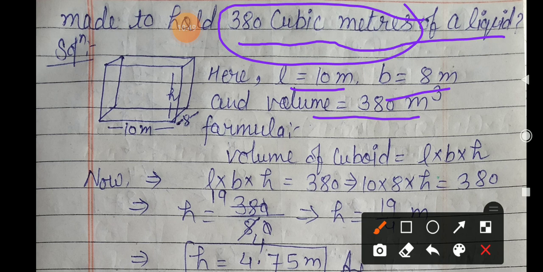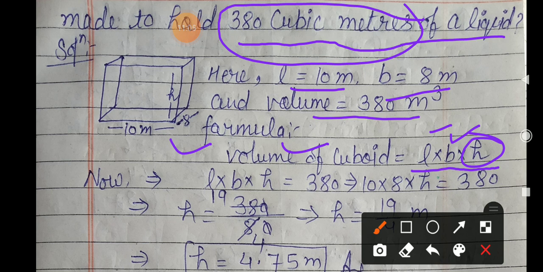So what is the formula of a cuboid? You very well know the volume of a cuboid is L into B into H, and you have to put the values of volume, L and B, and then you have to find the H with the help of these things.